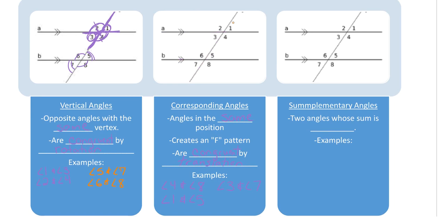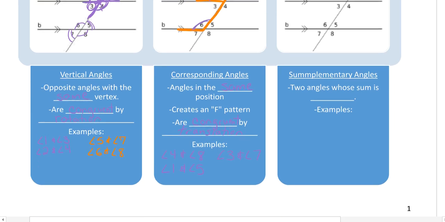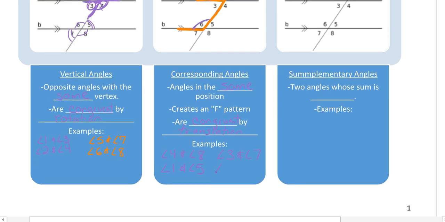And then last but not least, I could draw an upside down backwards F, which would allow me to see that angle 2 and angle 6 are also in the armpit of that F. So angle 2 and angle 6 are corresponding angles and therefore are also congruent.